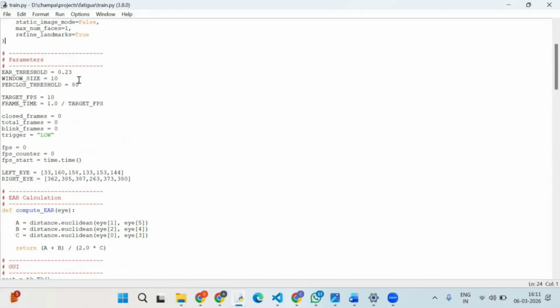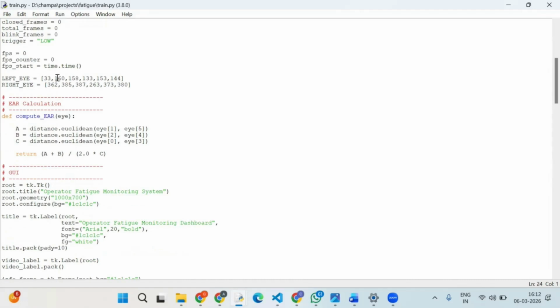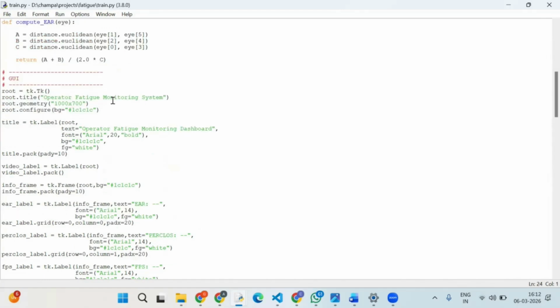The window size we are giving is 10 and the PERCLOS threshold is 80. If it is 80, then at that time it will be calculated as fatigue. These are all the landmark numbers where our eye should be mapped using MediaPipe. The eye aspect ratio calculation is the upper eyelid plus lower eyelid distance divided by the width of the eye. Like this we are calculating the eye aspect ratio.